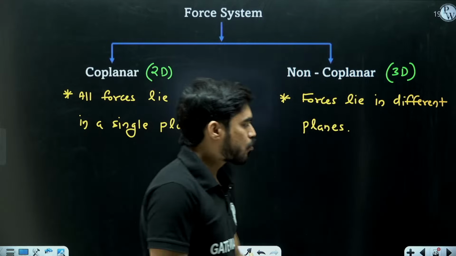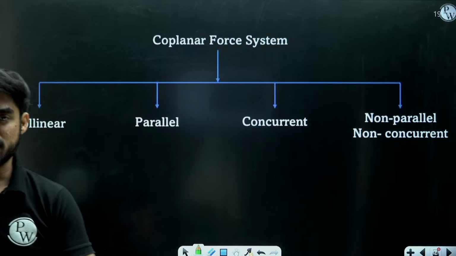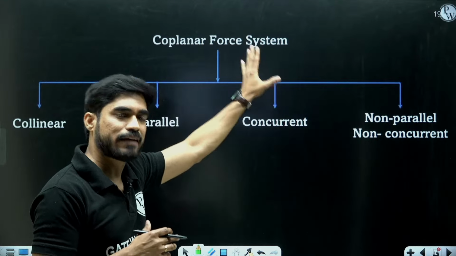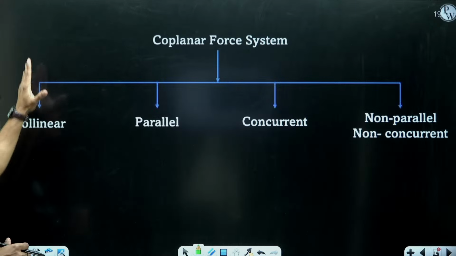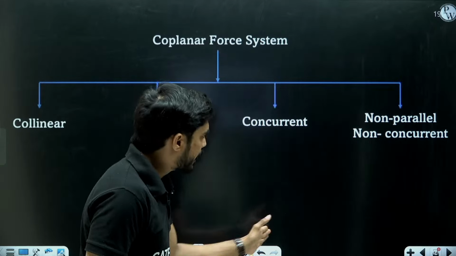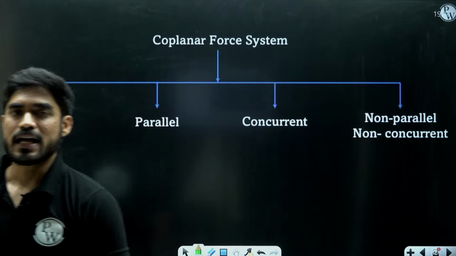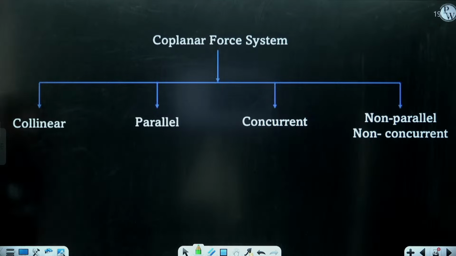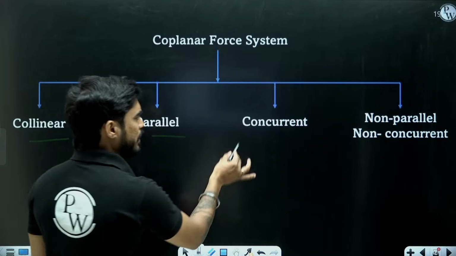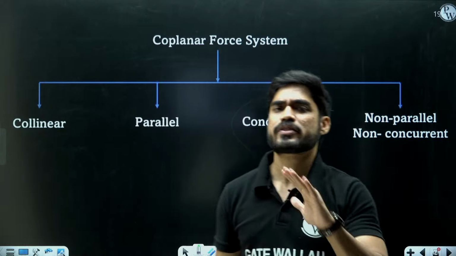Okay. Now, coplanar force systems are also of different types. We can divide them into four categories. Whatever force system we will study, we will only study coplanar force systems, but we will divide them into four categories. Coplanar collinear force system, coplanar parallel force system, coplanar concurrent force system, and coplanar non-parallel non-concurrent force system. Now, some of these force systems are very easy to understand just by their name, like this and this, but this one you will not understand by its name. Let's one by one understand these force systems.